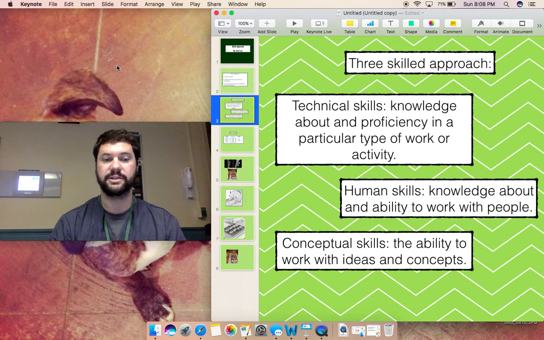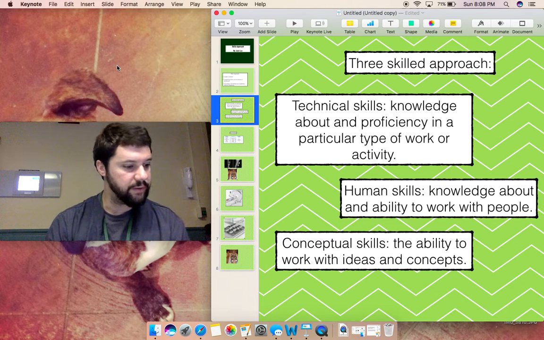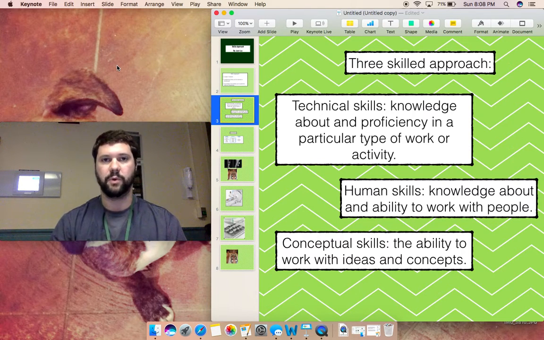This is good communication, being able to work with patients, being able to communicate effectively with different departments and everyone in the organization. And your conceptual skills is the ability to work with ideas and concepts. Feeling comfortable with ideas that shape the organization through the mission statements and things like that.